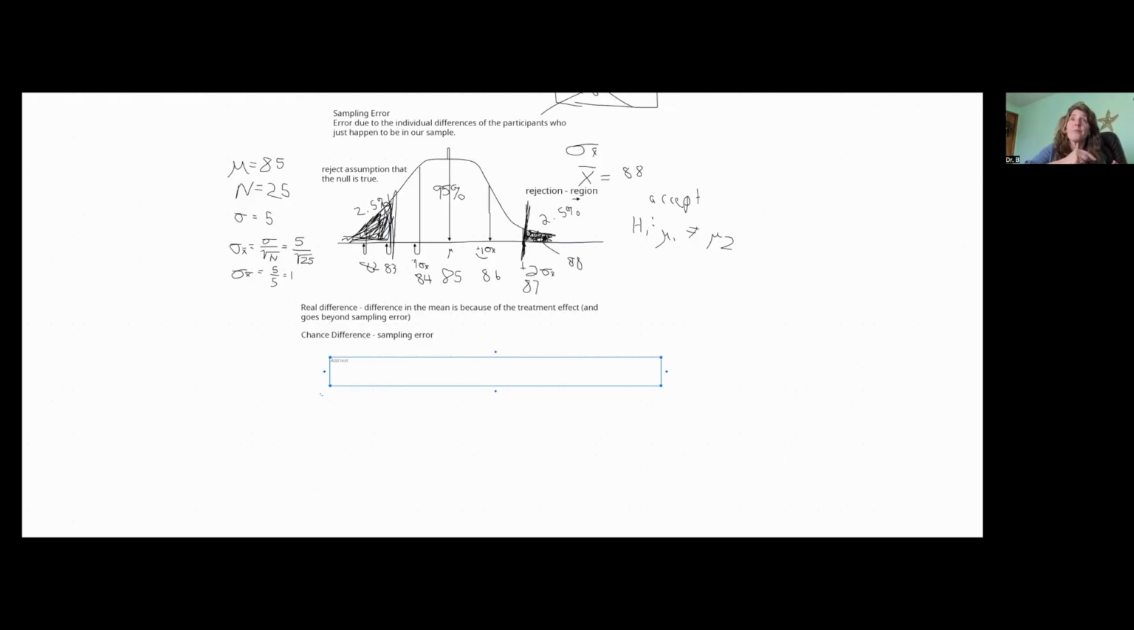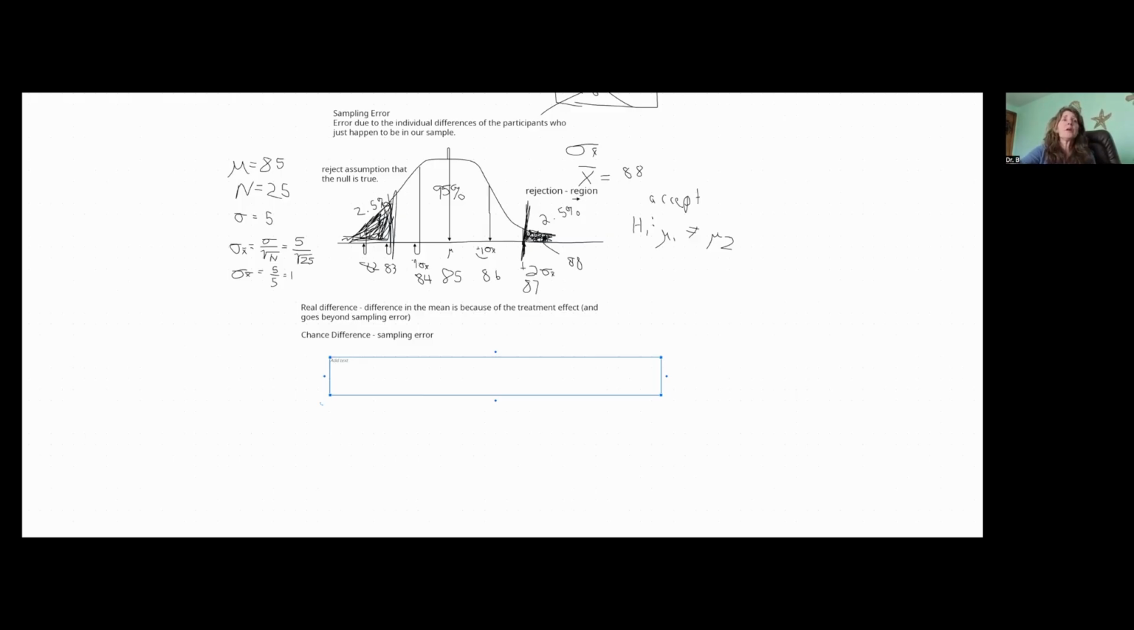This becomes statistical evidence that our treatment had an effect. If we reject the null hypothesis, we're no longer accepting that the means are the same. We're saying the means are different, and that difference is real, not chance. It goes beyond sampling error. There's too much evidence to say that this just happened by chance. The difference is real, and the treatment had a real impact, a real effect. So we're going to reject the null and accept the alternative.